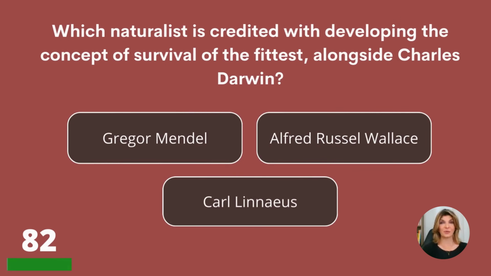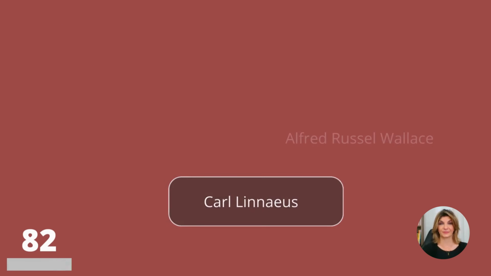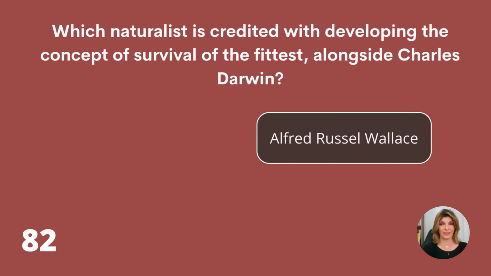Which naturalist is credited with developing the concept of survival of the fittest alongside Charles Darwin? Gregor Mendel, Alfred Russel Wallace, or Carl Linnaeus? Alfred Russel Wallace.